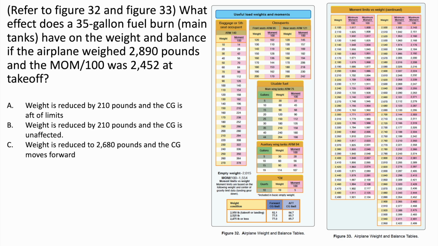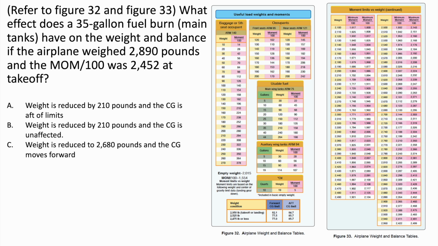Lastly, I wanted to look at a common written test question you could get based off of the table format for weight and balance. It says, refer to these two figures. What effect does a 35-gallon fuel burn from the main tanks have on the weight and balance if the airplane weighed 2,890 pounds and the moment divided by 100 was 2,452 at takeoff?